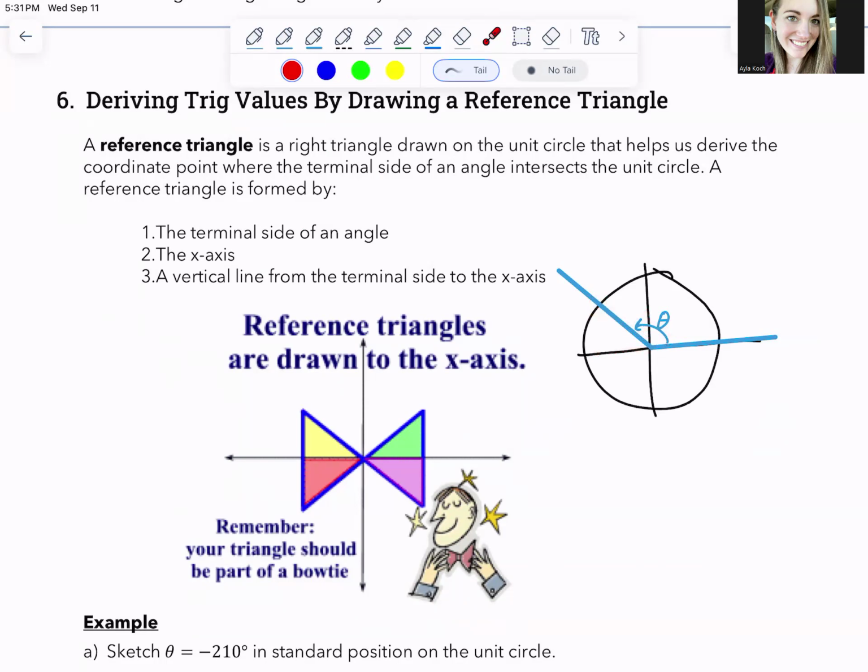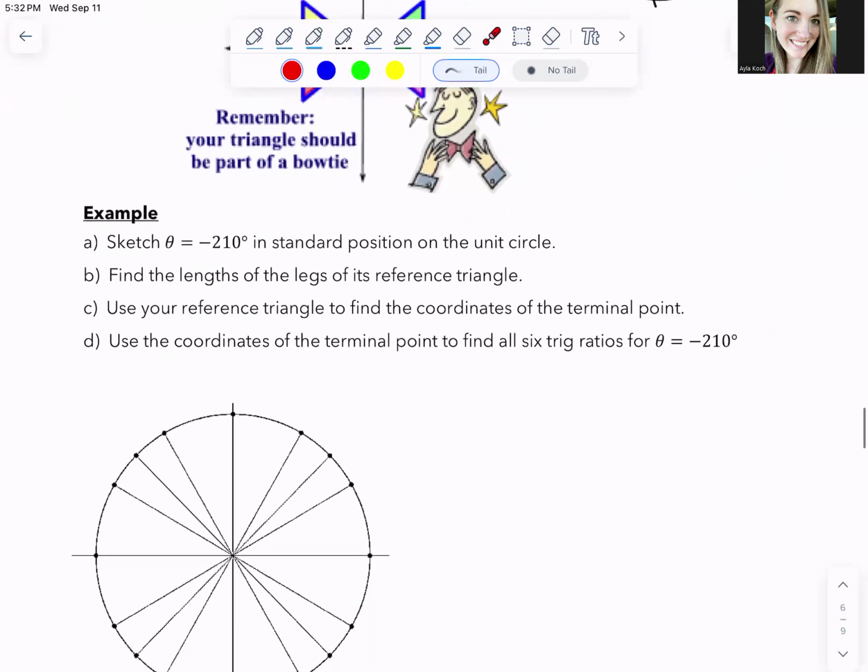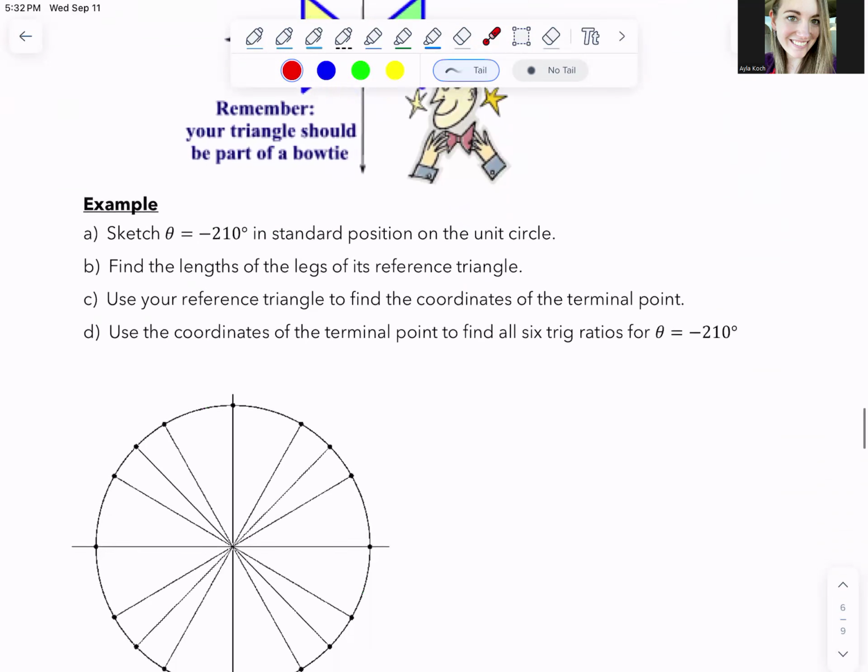And in fact, in any of the quadrants, you end up with this bow tie shape. I found this on the internet and I love it. So reference triangles are always part of the bow tie. They're always made with the x-axis, and then the point where the terminal side intersects the unit circle. So let's just kind of see it in action.